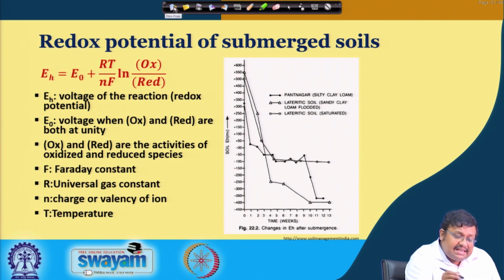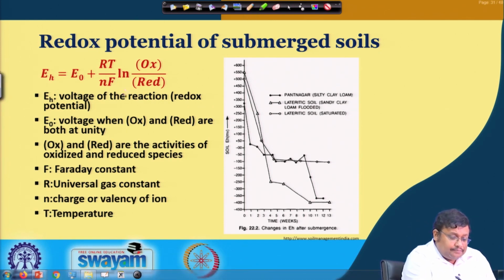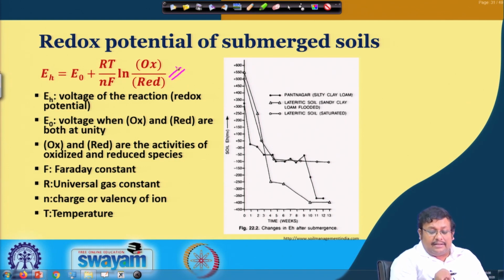So, this is the general form of redox potential, in terms of the standard voltage E0 plus RT/nF ln of oxidized over reduced species. We have seen this in detail. I am not going to discuss it further, but the reason I am showing you this plot is to show how the soil Eh can change after certain weeks of submergence. This is data from an Indian soil.